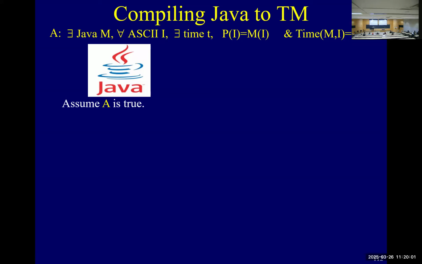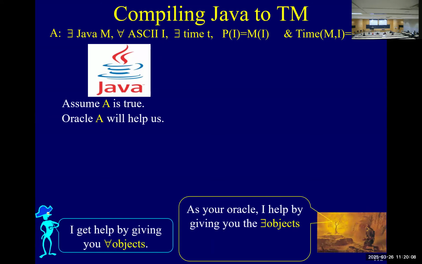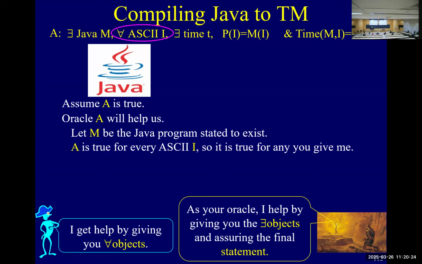So you go to the Oracle. The Oracle is saying P can be solved by a Java program. What does she do? She gives you a Java program. So let M be the Java program that the Oracle assures us exists. And then the prover can give her an input. I give her an input. And what does she do? She gives me, on that input, what the, yeah?